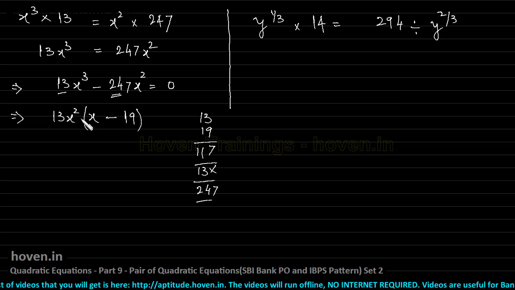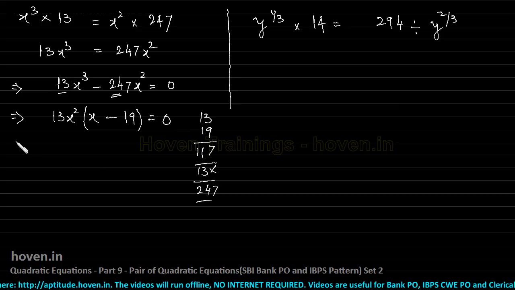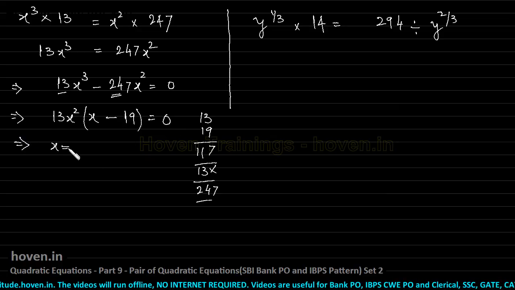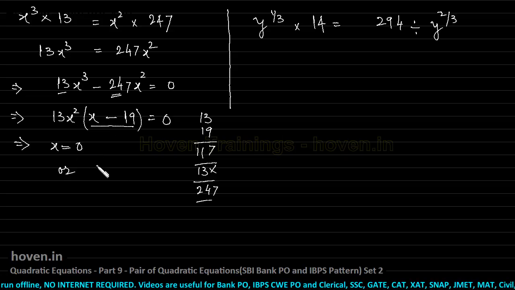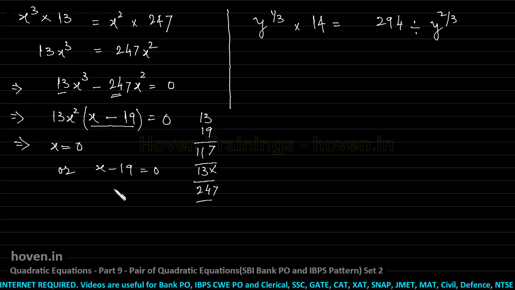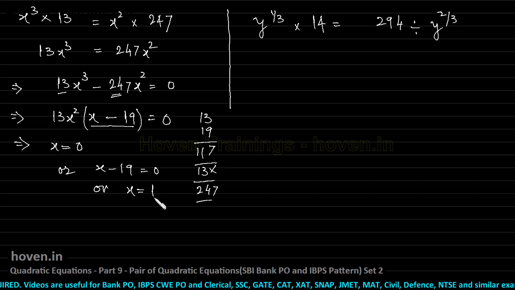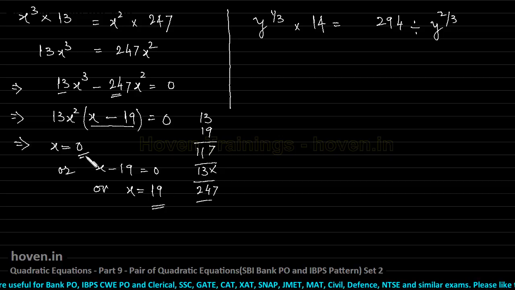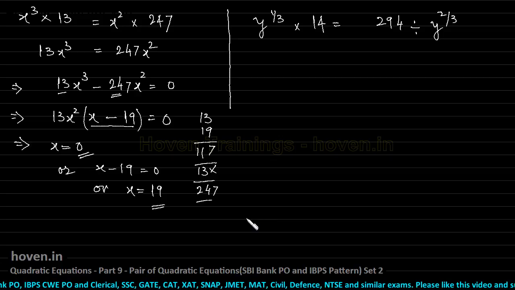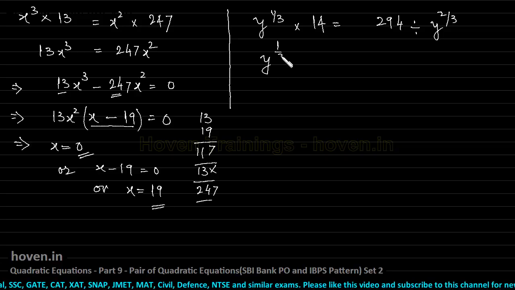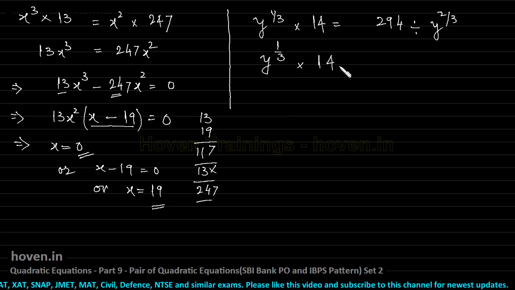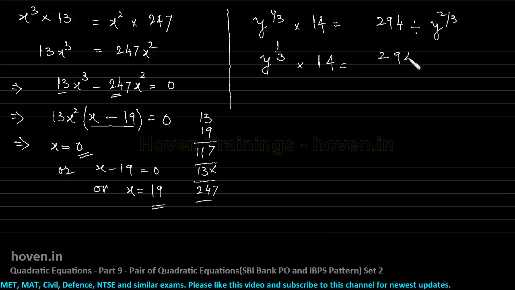x square is already out, 13x cube turns into x here equal to 0, which implies either x is 0 or this part is 0, or x is 19. So two values of x are with us right now. Now let us attend to this side. This is y raised to the power 1 by 3 multiplied by 14, equal to 294 by y raised to the power 2 by 3.